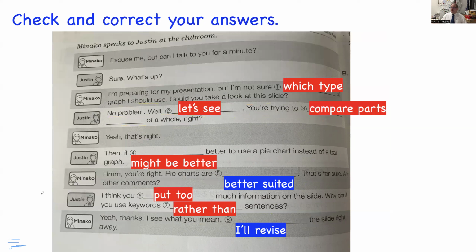Okay, please listen one more time. Unit 6. Please listen and read and check your answers.